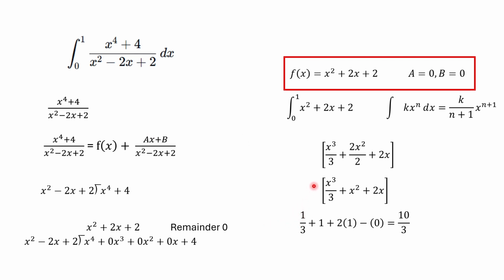which is 1 over 3, so a third, plus 1, plus 2 times 1, which is 2, minus 0, because you times any of this by 0 equals 0. Get 10 over 3. And if you're doing this challenge on Daily Integral, they would ask for it to 2 decimal places. So here's the answer in 2 decimal places, and we can put a box around it.